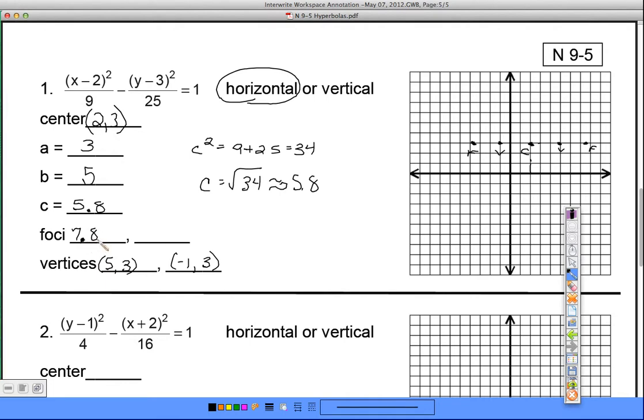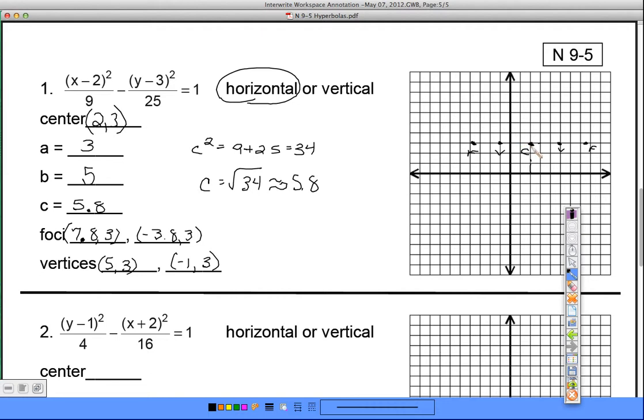Should be a decimal place. 3 and at negative 3.8, 3. All right, so we've got our center, our vertex, and our focus all along the horizontal axis because it's a horizontal hyperbola. Now we have to draw the hyperbola.